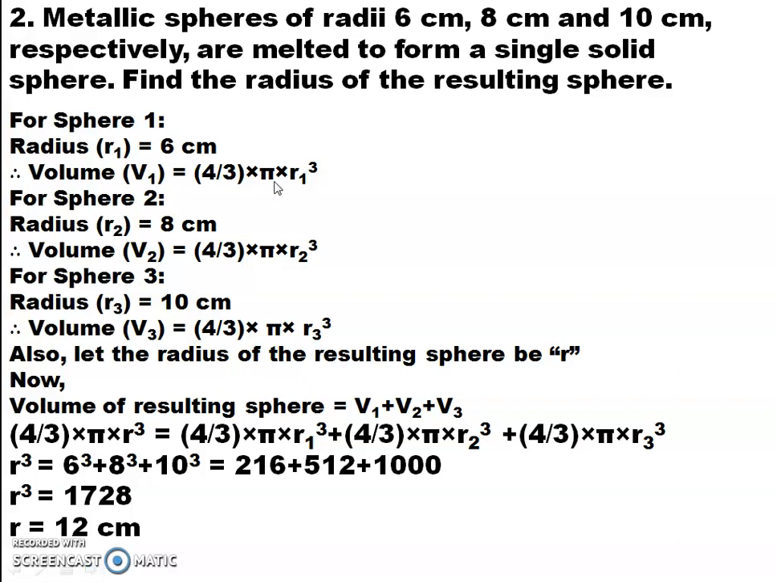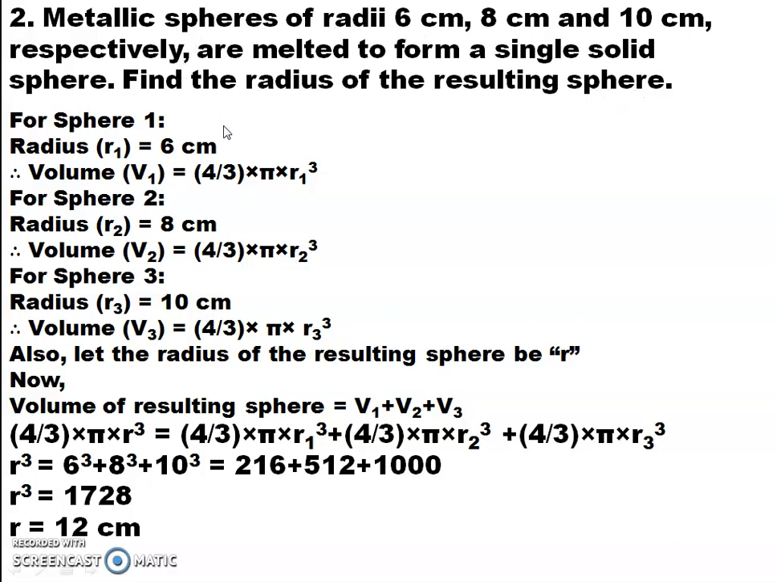Metallic spheres of radii 6 cm, 8 cm and 10 cm. So how many spheres are there? 3 spheres are there. The first radius is 6, second radius is 8 and third radius is 10 cm. Are melted to form a single solid sphere. So here in this question, both the solid shapes are spheres. Find the radius of the resulting sphere.